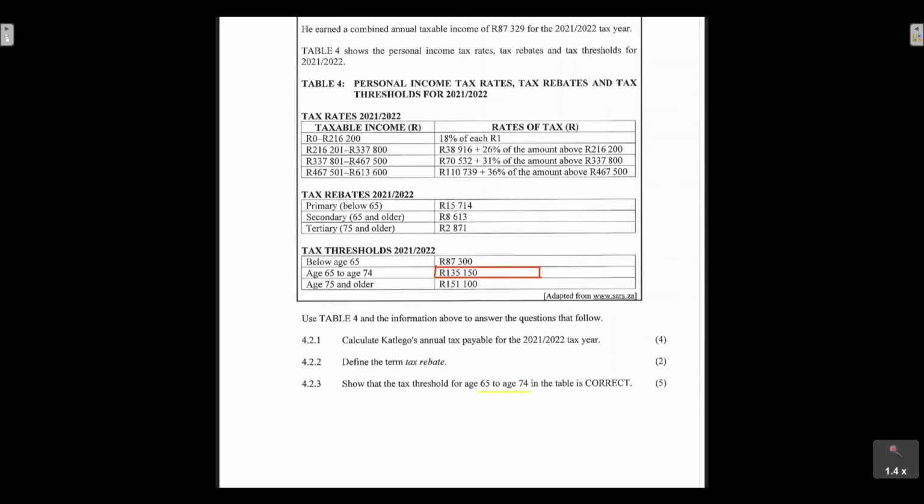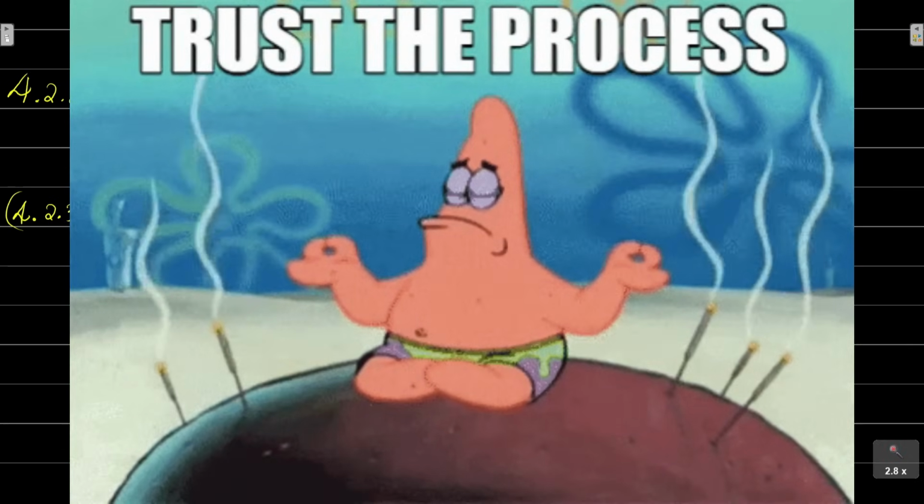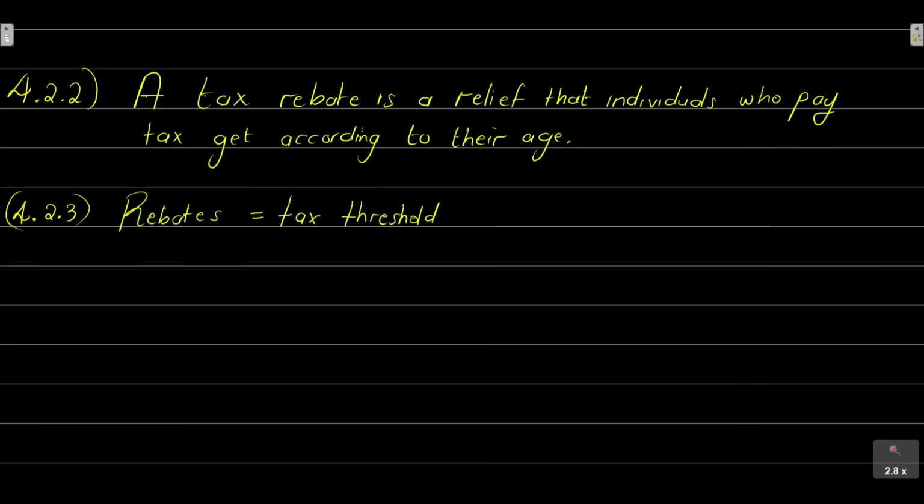Once we understand the formula for calculating the tax rebate, it will become easy for us to determine the tax threshold by using the same formula. To calculate your rebates, they take the tax threshold, trust the process. To get the rebate, they take your tax threshold and multiply it by the lowest level tax bracket. That is how rebates are calculated.